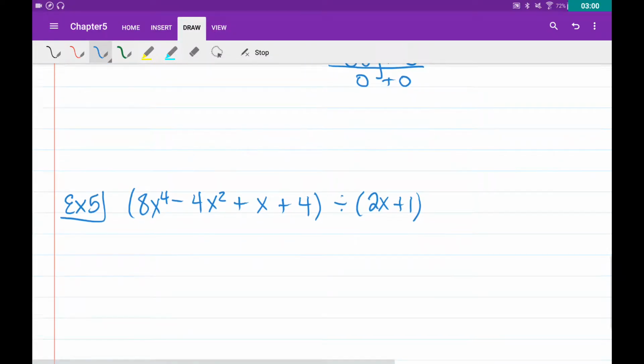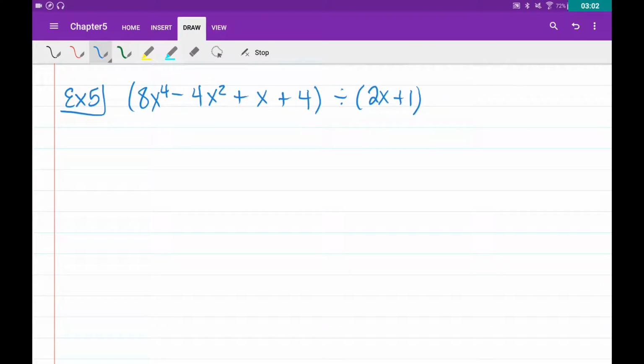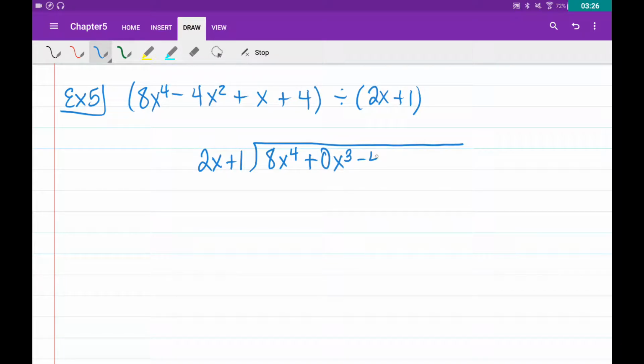All right, excuse me. Example 5. So again, rewrite. So 2x plus 1 on the outside. But then notice there is a term missing, right? It goes from x to the 4th to x squared. There's no x cubed, so we have to account for that. So when you write that, you have to put 0x cubed in the middle. So you have to put that there. And then minus 4x squared plus x plus 4.